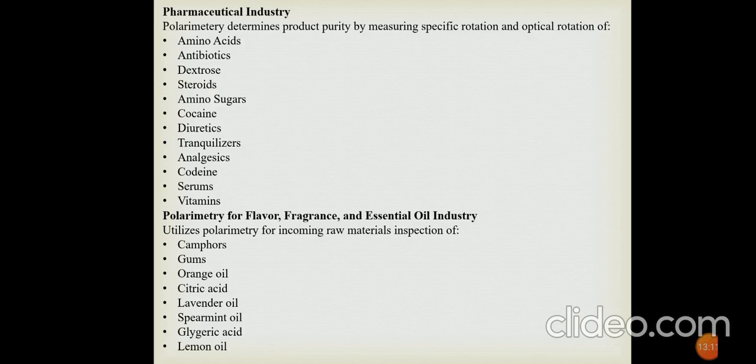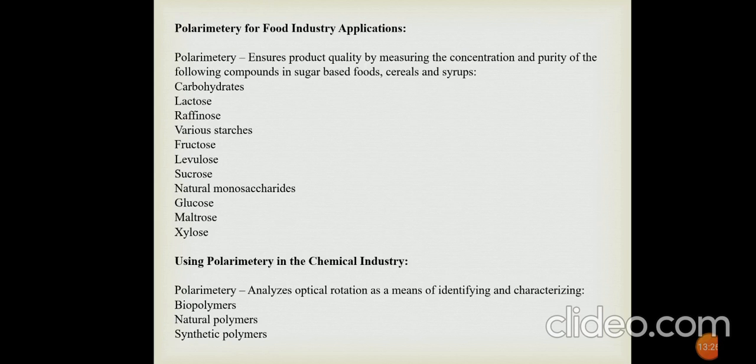Flavor, fragrance, and essential oil industries also use polarimetry for determining camphor, gum, orange oil, citric acid, lavender oil, spearmint oil, glycolic acid, and lemon oil. In the food industry, polarimetry ensures product quality by measuring the concentration and purity of compounds in sugar-based foods, cereals, and syrups: carbohydrates, lactose, raffinose, various starches, fructose, levulose, sucrose, natural monosaccharides, glucose, maltose, xylose, and many more. In the chemical industries, polarimetry analyzes optical rotation as a means of identifying and characterizing biopolymers, natural polymers, and synthetic polymers.